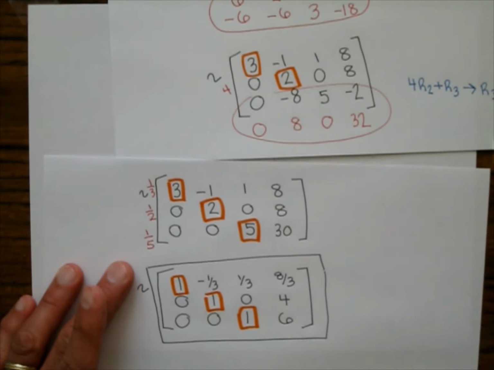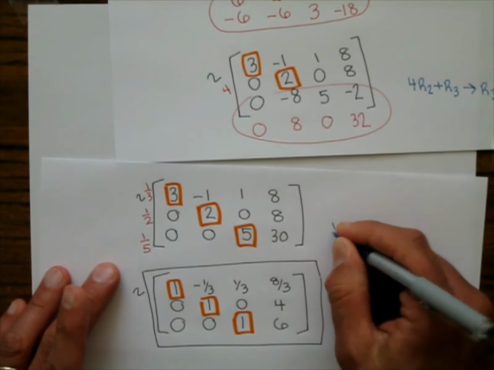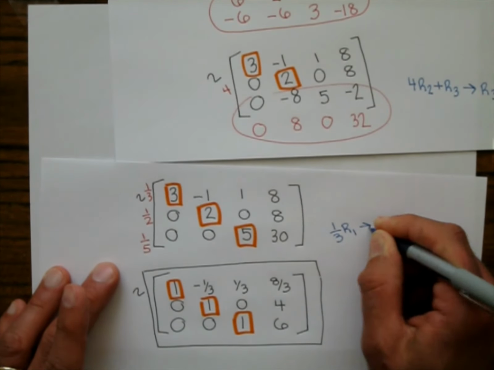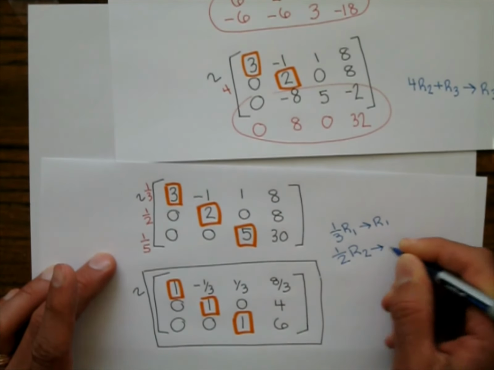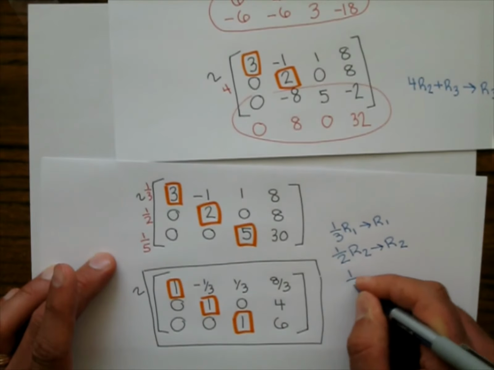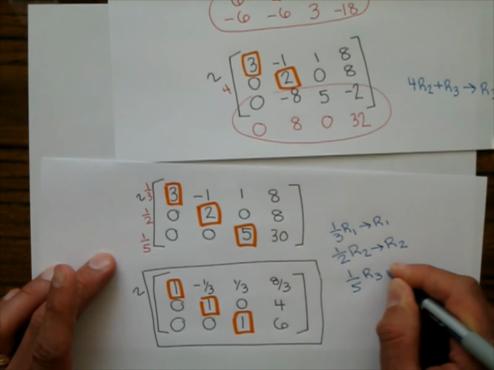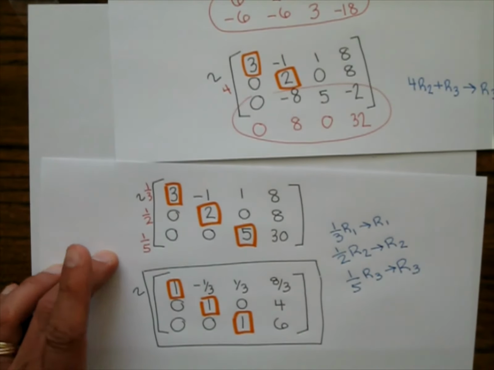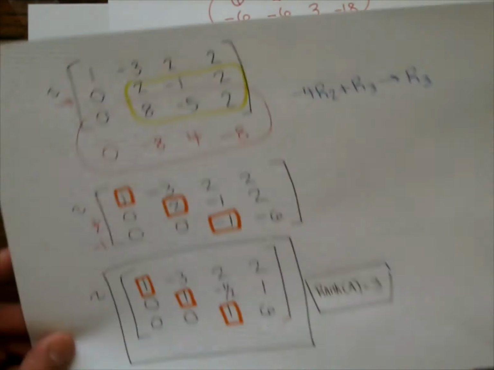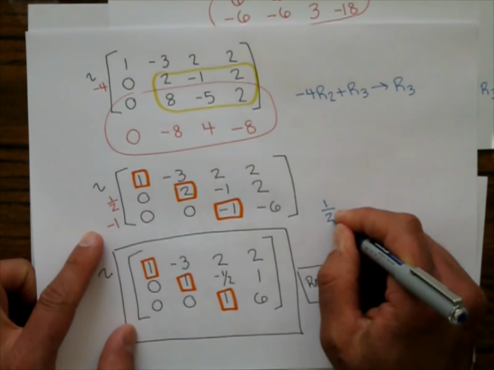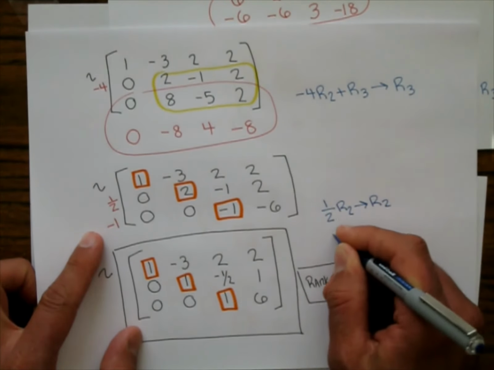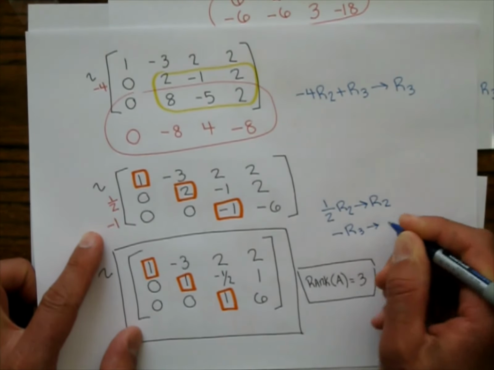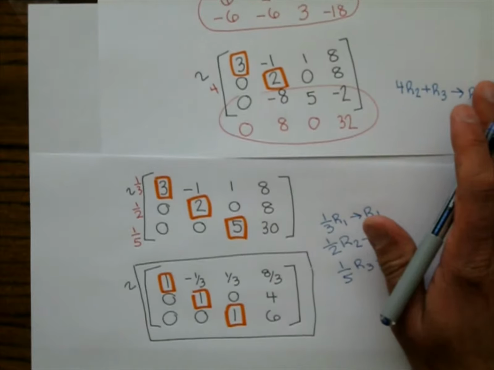Before I say anything else, I should actually put what happened. I went 1/3 row 1 becomes the new row 1, 1/2 row 2 becomes the new row 2, and 1/5 row 3 becomes the new row 3. Some of you are wondering, well, on the other one that you did here, you didn't write that down. So I'm going to go ahead and write that down on this one here. I know this is probably confusing to some people seeing what I'm doing here. This is just because when I did this problem the first time, I didn't write that down. Okay, so looks like we have this.